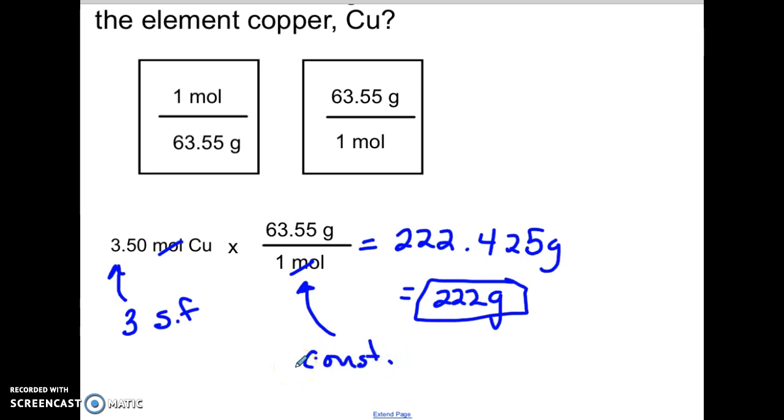It is like the speed of light. It is not used to evaluate the number of significant digits when you are doing mole conversion problems. So again, you don't look at that molar mass to determine the number of significant digits because it's a constant. You only look at what you started with or basically what you were measuring. In this case, it was 3.50.